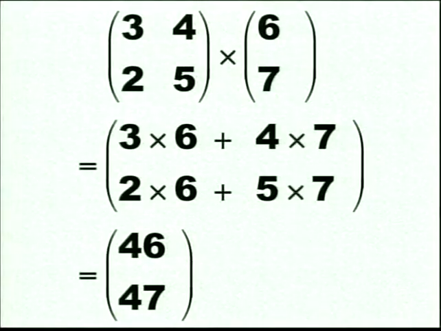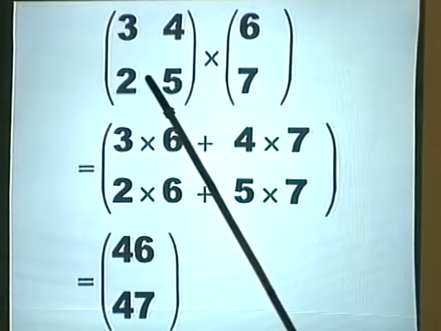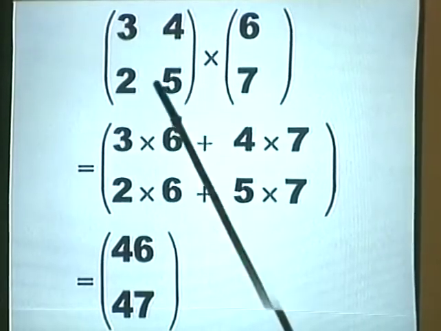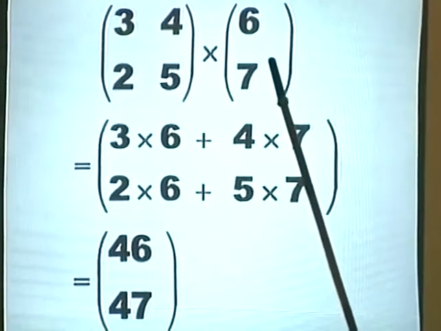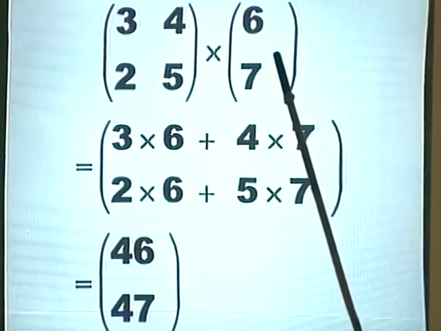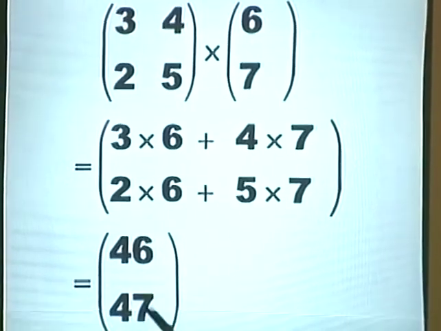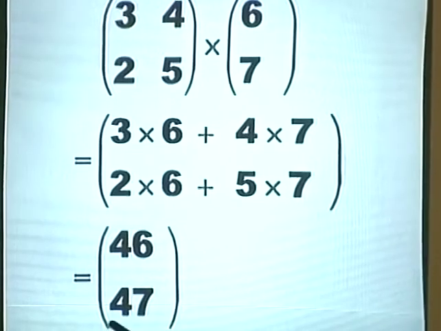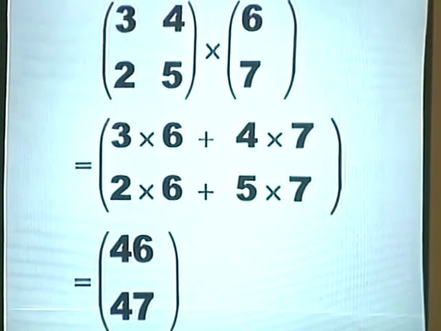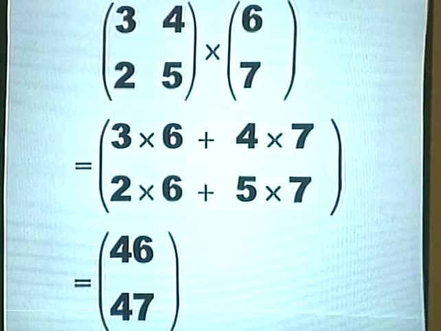Just look at this one. This is a 2 by 2 matrix. This is a column matrix. Okay, we end up with this, which is a column matrix. Take note, it's a bit like that.